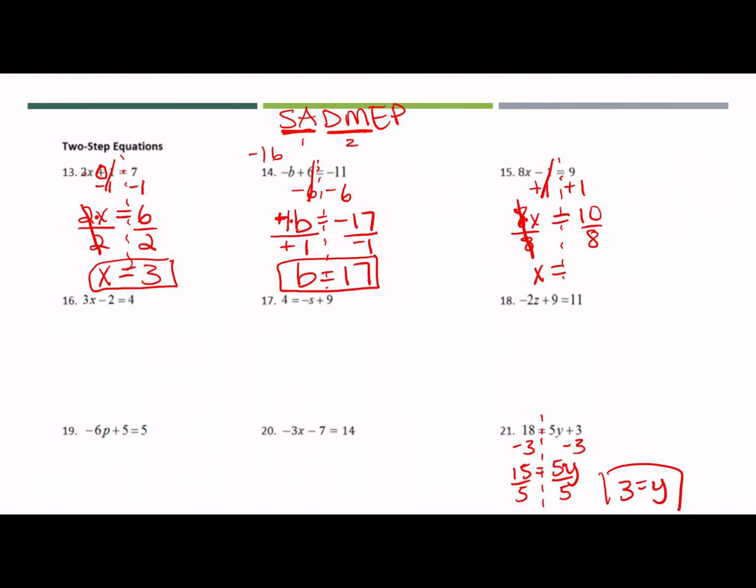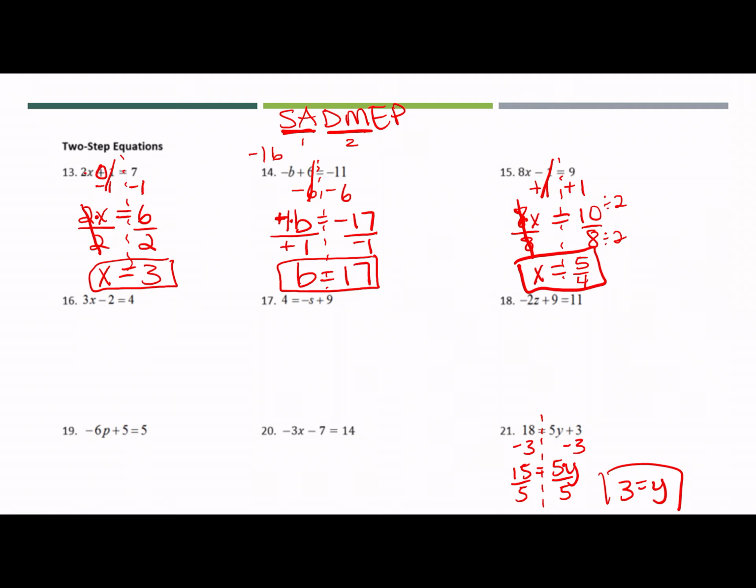So we just take this fraction and we reduce it. 10 over 8, what goes into both? I can divide both of these by 2, right? So 10 divided by 2 is 5. 8 divided by 2 is 4. So x is equal to 5 over 4. It's okay to have a fraction as an answer.